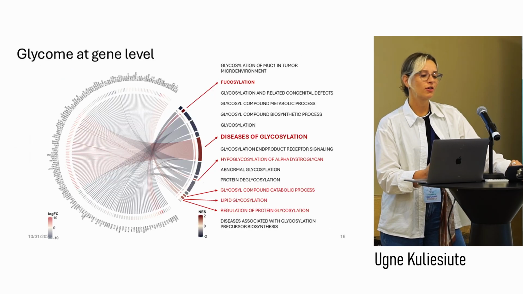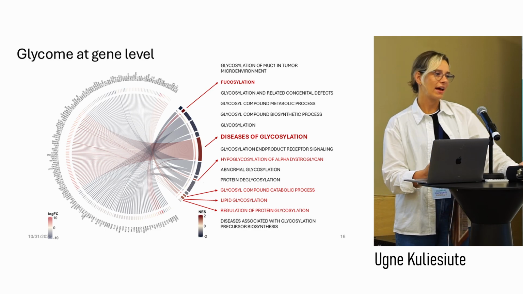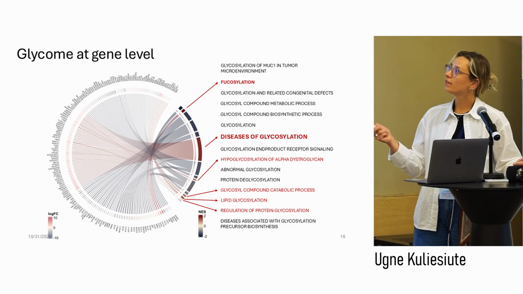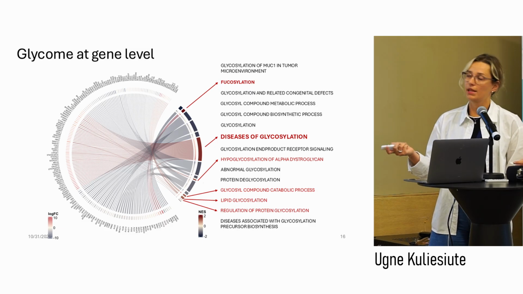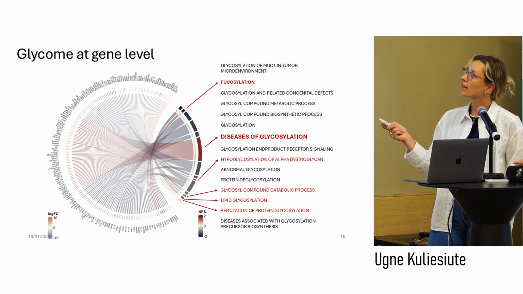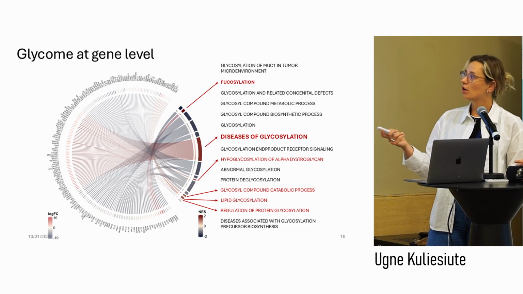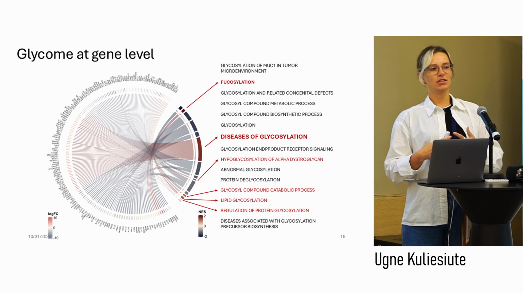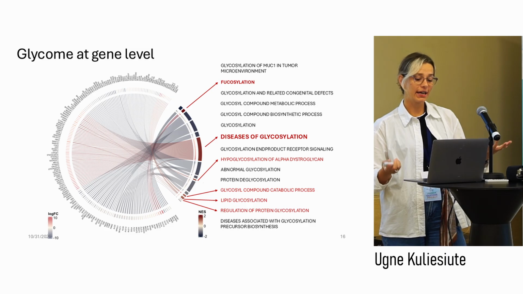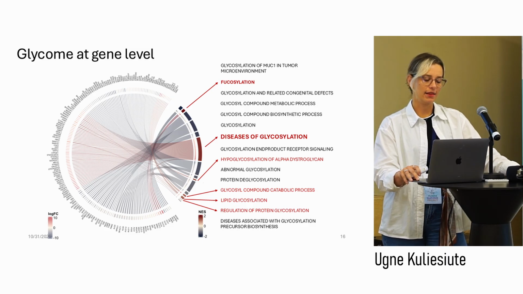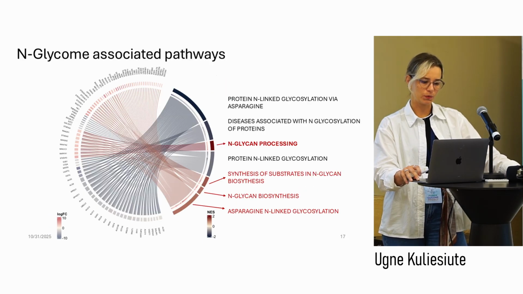The next step, of course, was looking into the glycome at the gene level. And here we were happy to see that fucosylation is upregulated in epilepsy. The diseases of glycosylation pathways are also upregulated. So does the glycosyl compound catabolic processes, lipoglycosylation, and the others, directly linking the glycome, the glycans, to the disease of epilepsy at the gene level of synaptosomes.